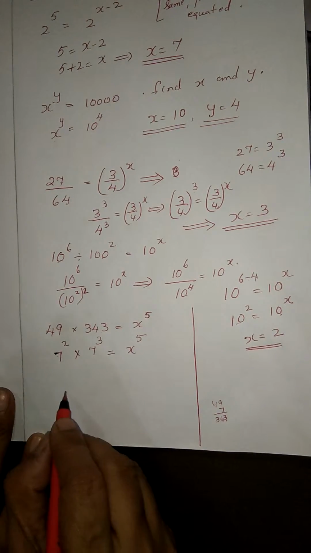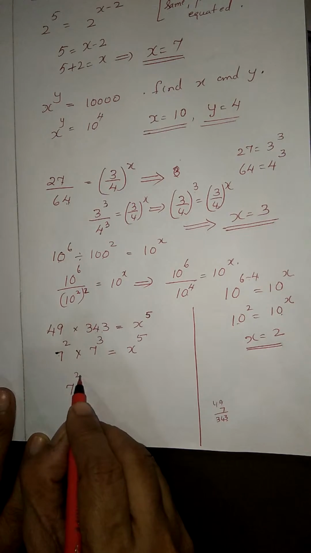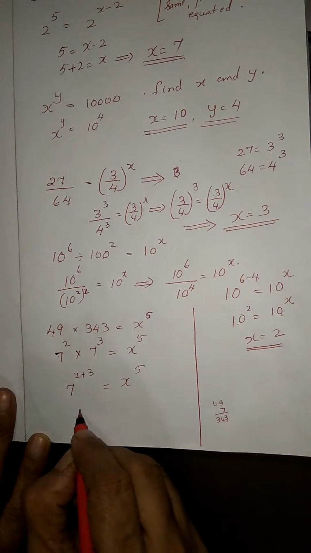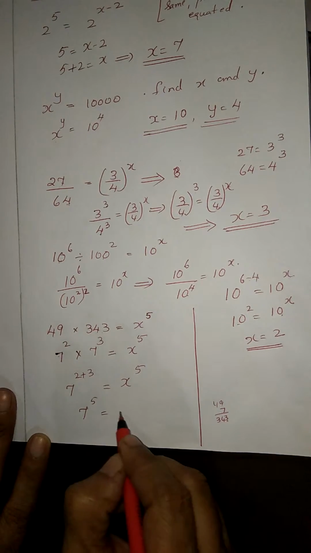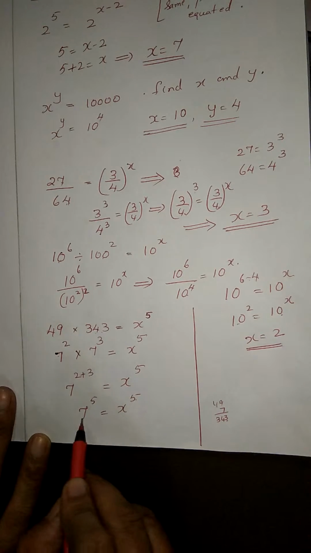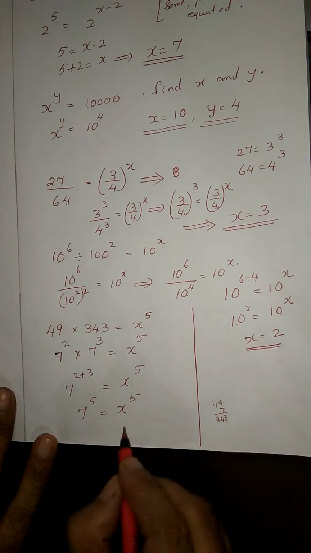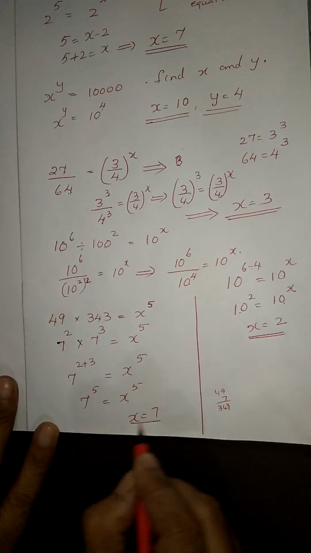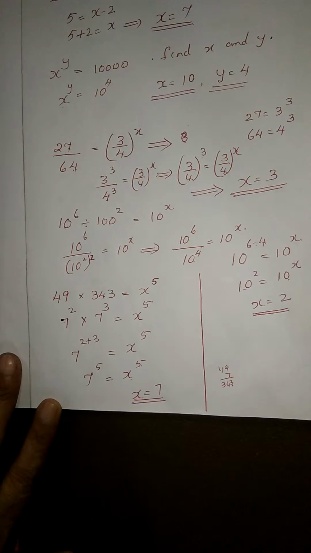Now we can write this as 7 to the power of 2 plus 3 is equal to x to the power of 5. 7 to the power of 5 is equal to x to the power of 5. Here the powers are same, so you can equate the bases. So x is equal to 7.